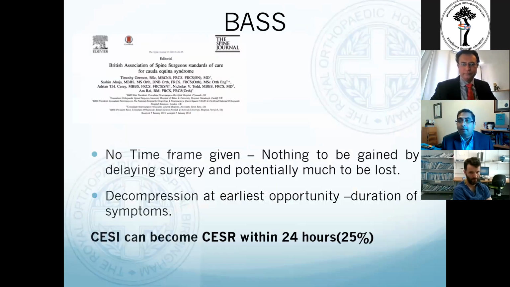So what does the BASS guideline say regarding timing of surgery? Unfortunately, it doesn't give any time frame, but what they say is there is nothing to be gained by delaying surgery, but potentially much to be lost. They also say decompression at the earliest opportunity, but again, depending on the duration of the symptoms. One thing I must emphasize is that up to 25% of patients with CES-I may go into retention, CES-R, within 24 hours if we don't operate. So there's a lot to lose by waiting on this CES-I patient.